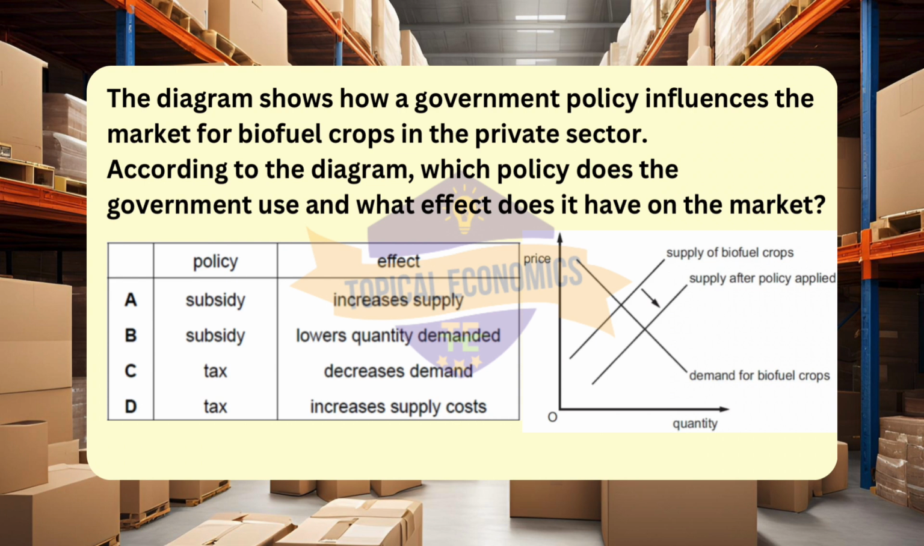According to the diagram, which policy does the government use and what effect does it have on the market? Reference, 2020 October-November version 1. The correct answer for this question is option A.